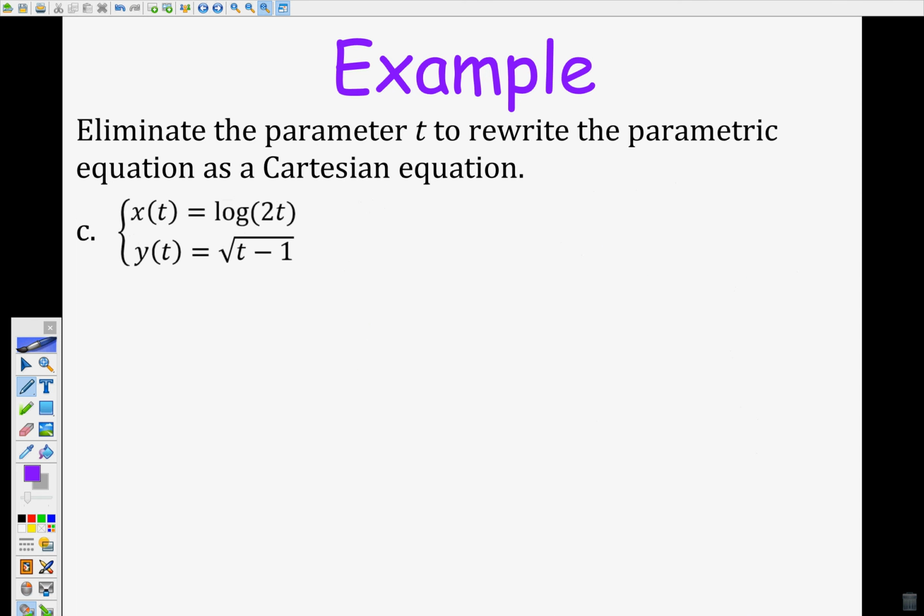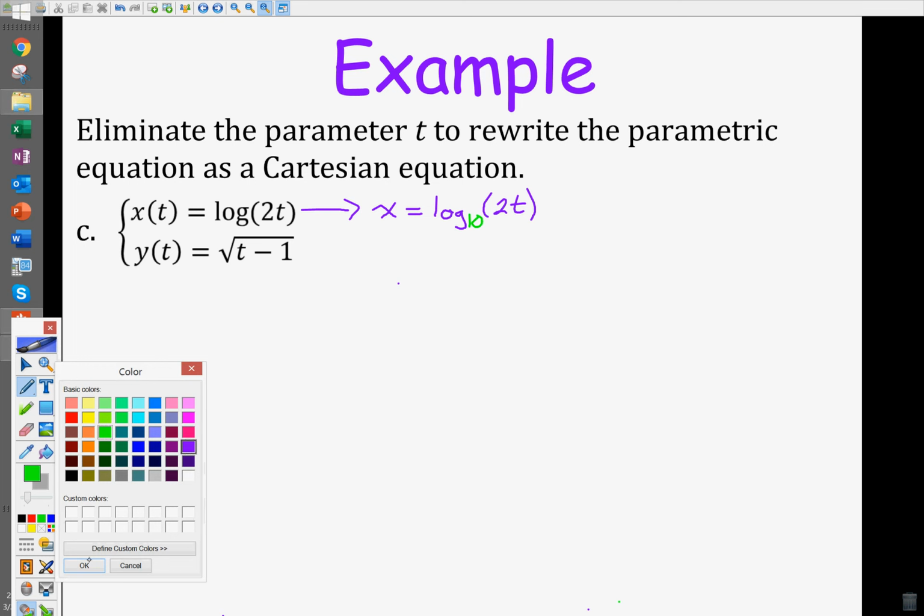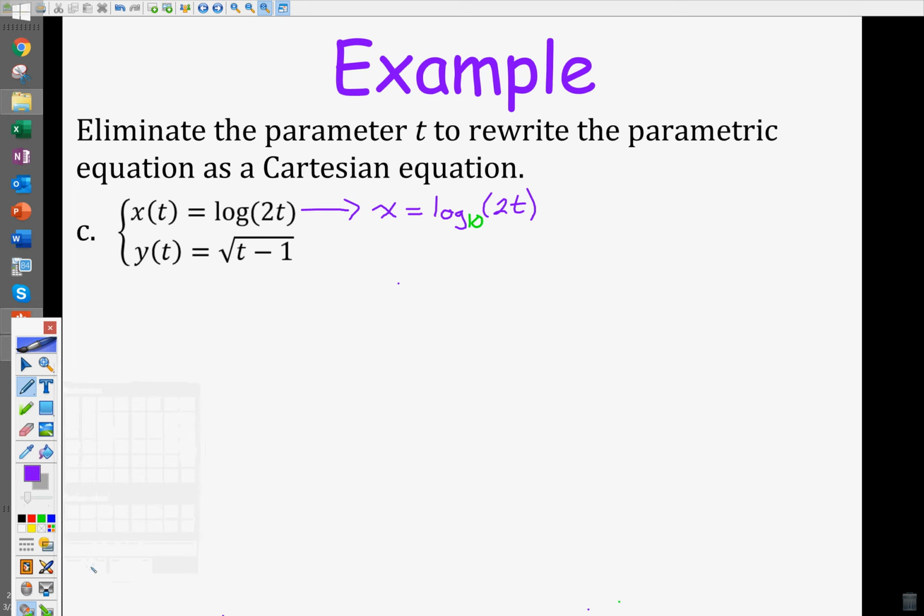Now let's see if we remember our log rules. Starting off the same place with my x equation and solving it for t. So x equals log of 2t. And what I need to remember is that if nothing is written there, it's assumed, or it's standard, that this is log base 10. So if nothing's there, it's log base 10.